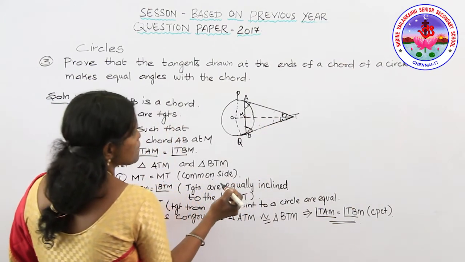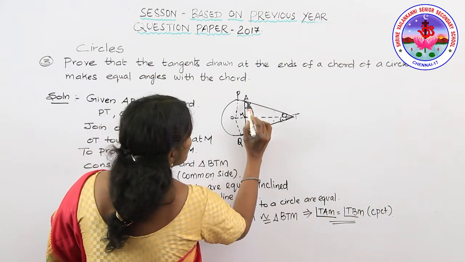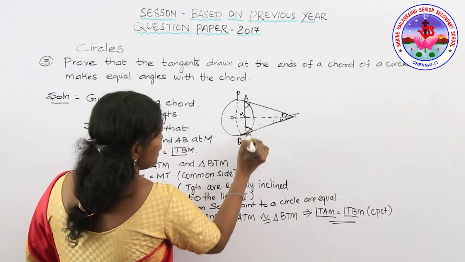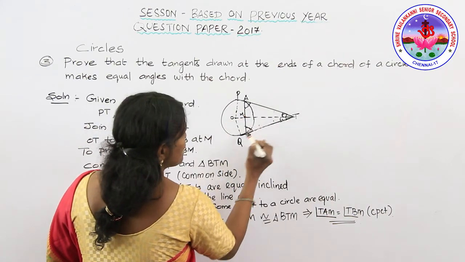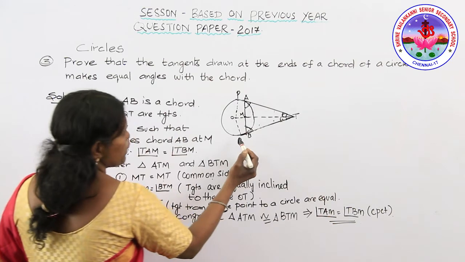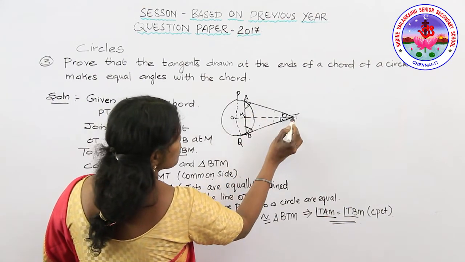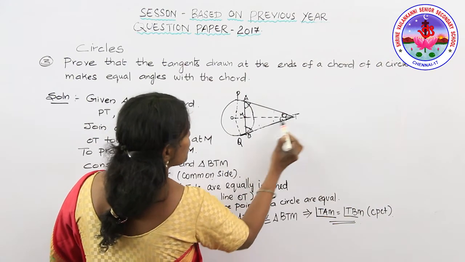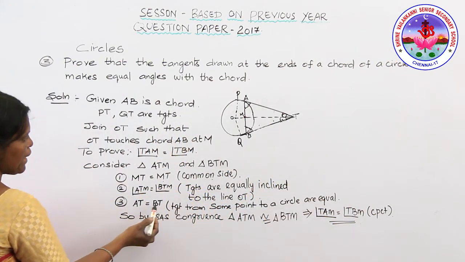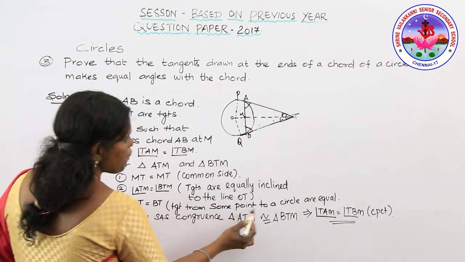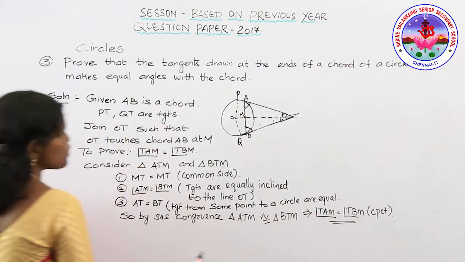Now the third side I want to see here is AT equal to BT, where A and B lie on the tangent lines PT and QT. Since PT and QT are equal, where the tangents drawn from an external point to a circle are equal, I can say that AT will also be equivalent to BT. So I am writing AT is equal to BT. Tangents drawn from a point to a circle are also equal.